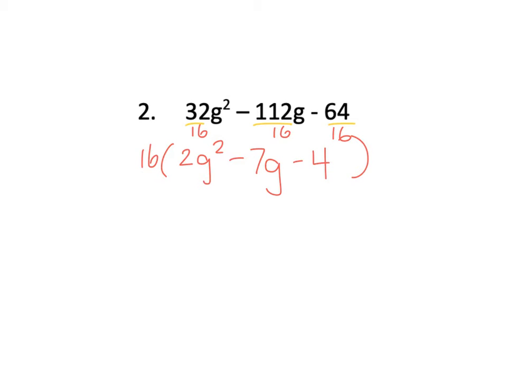Now one of the things you want to do is look at this remaining trinomial and make sure that the greatest common factor of all three terms is now equal to 1. If it is, then you know you can't factor any further with the greatest common factor. So my answer is 16 times the quantity of 2g squared minus 7g minus 4. Again, if we redistribute, we get what we started with.